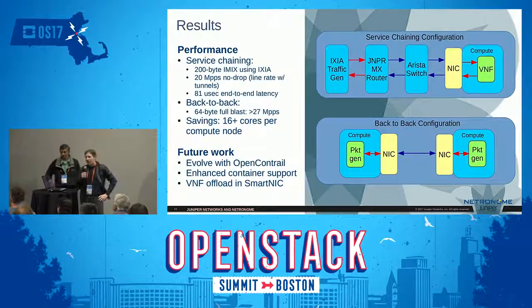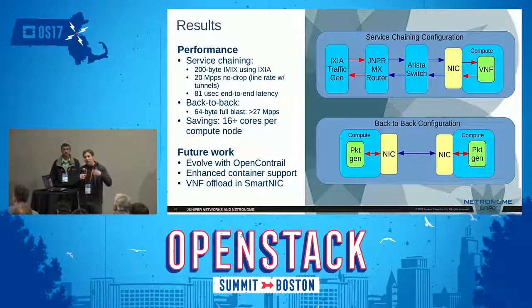So just to give you a little sense of the results, with 200-byte iMix, we were able to saturate a 20 gig link with no drop performance, which is 20 million packets per second, which is basically the line rate when you consider the tunnel overheads involved. And for a full blast, we can deliver 27 million packets per second in and out of the system.